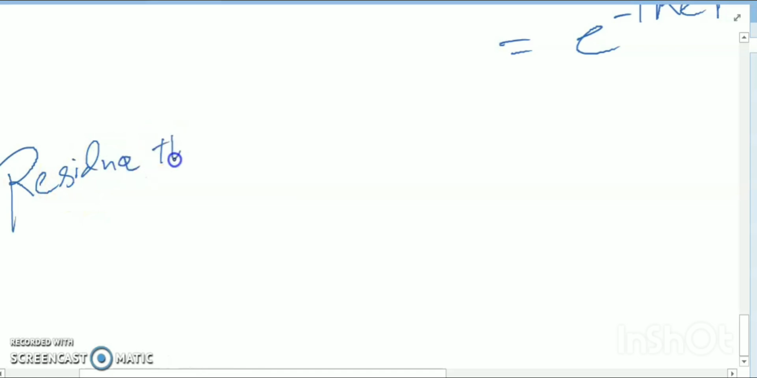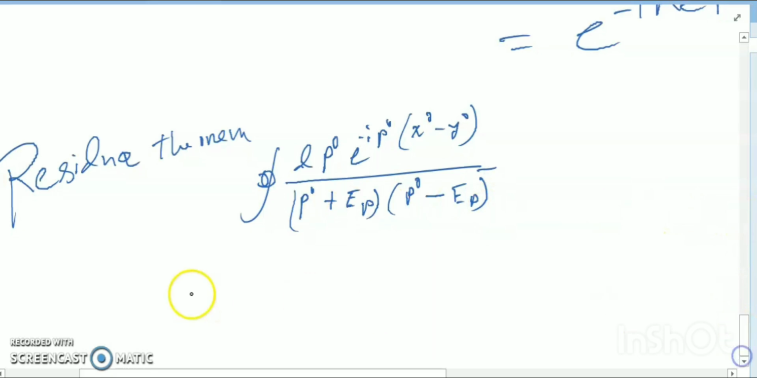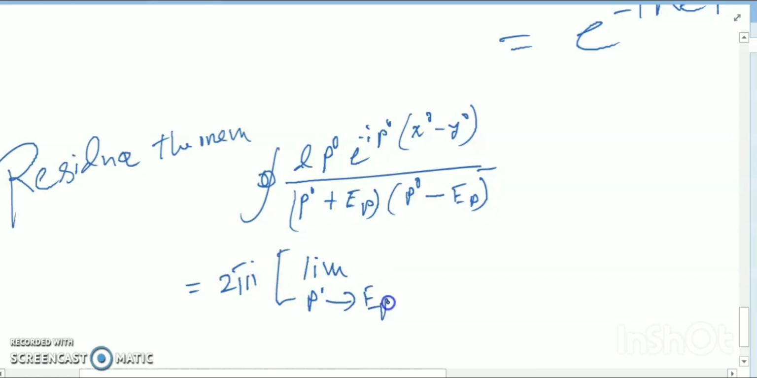Whatever we get, just use dp0, and e to the power minus i p0 (x0 − y0) divided by (p0 + εp) into (p0 − εp). This can be written, and I just use the residue, so it is 2π i, the limit p0 tends to infinity, and the limit p0 tends to εp.